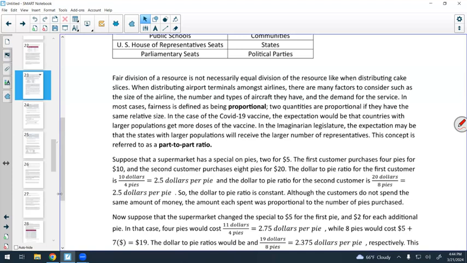In the case of the COVID-19 vaccine, the expectation would be that countries with larger populations get more doses of the vaccine. In the Imaginarian legislature, the expectation may be that states with larger populations will receive the larger number of representatives. This concept is referred to as part-to-part ratio.